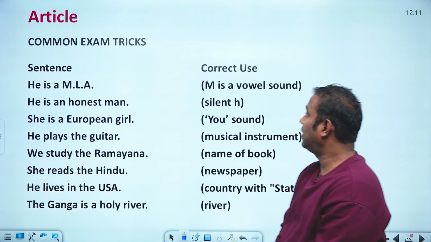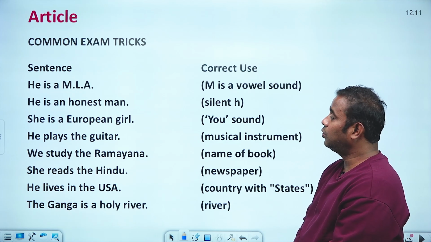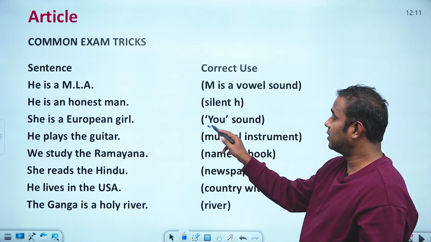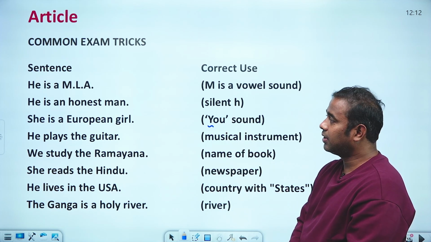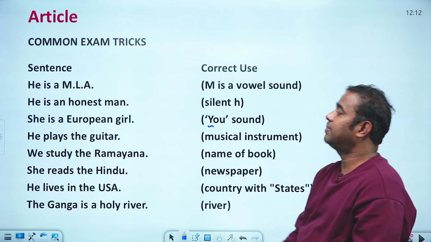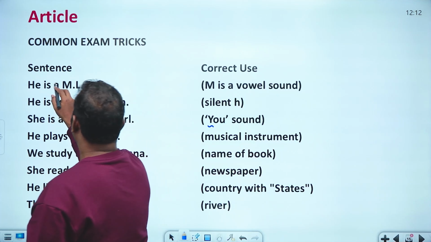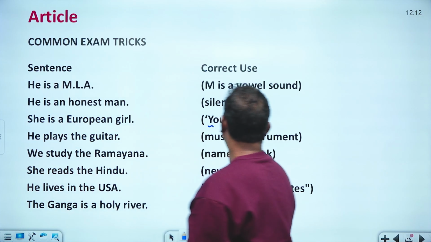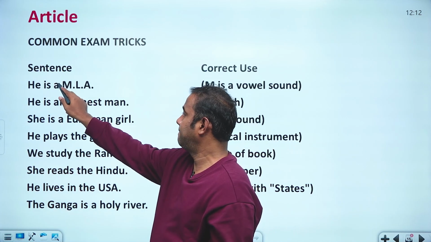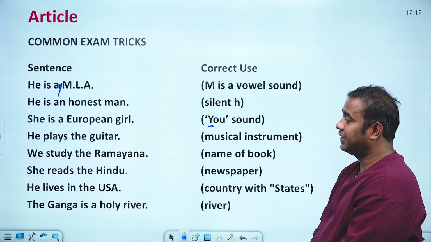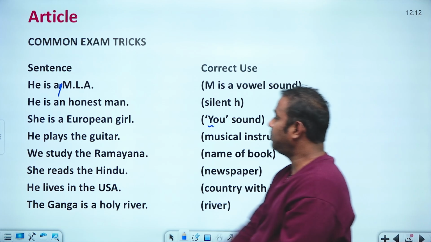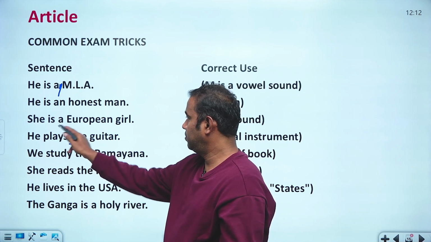Then she is a European girl. So U is basically a consonant sound. Okay, so M is a vowel sound, he is an MLA. Then he plays the guitar. These are musical instruments.